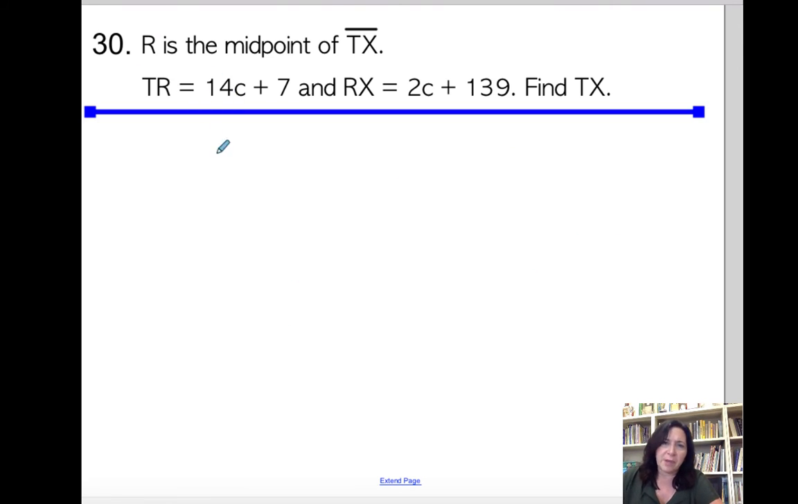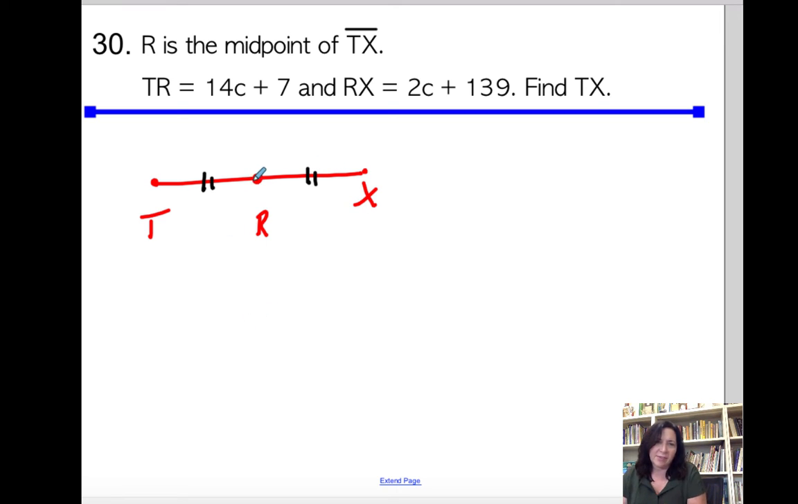So if r is the midpoint of tx, so I'm going to write there's x, there's t, and r is the midpoint. So here's r, and as soon as somebody tells me that something is the midpoint, I'm going to do that because that reminds me, hey, those are congruent. Midpoint, I could say this is the midpoint, so therefore by the definition of a midpoint, that left side is equal to the right side. Or I can say if r is the midpoint, then tr is half of the whole length.